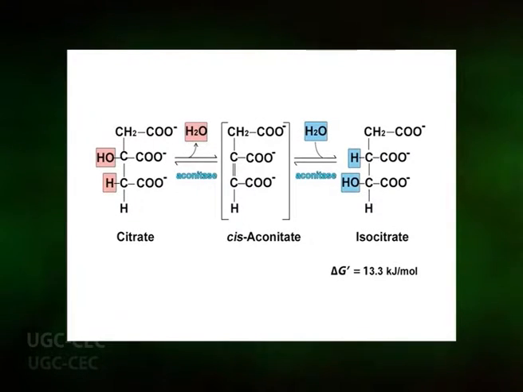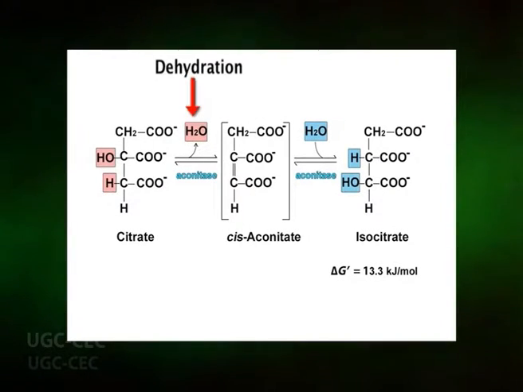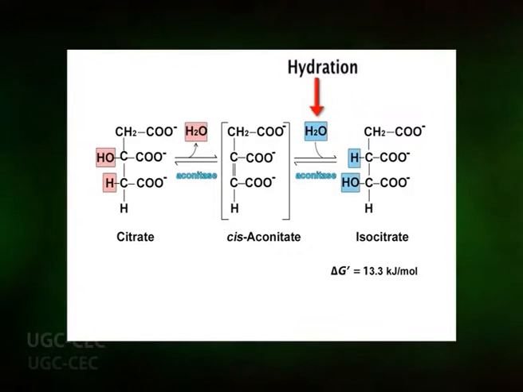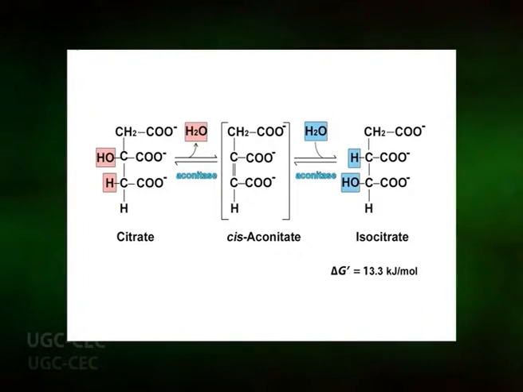An isomerization reaction in which water is first removed, dehydration, and then added back, called hydration, moves the hydroxyl group from one carbon atom to its neighbor. The enzyme aconitase catalyzes the reversible transformation of citrate to isocitrate through the intermediary formation of tricarboxylic acid cis-aconitate.